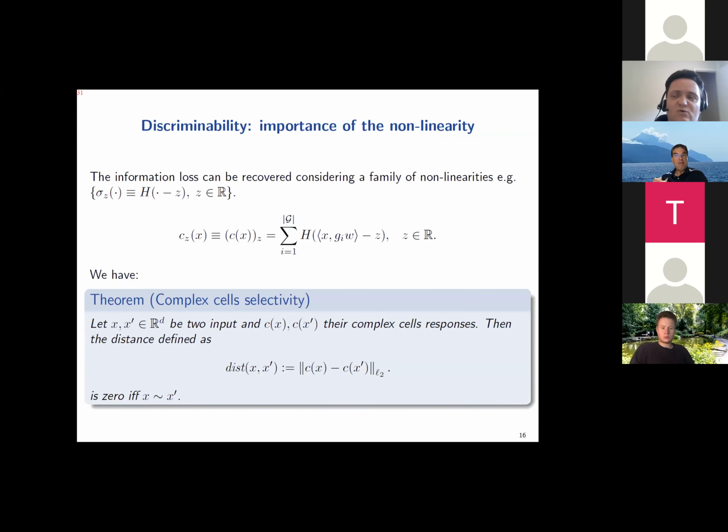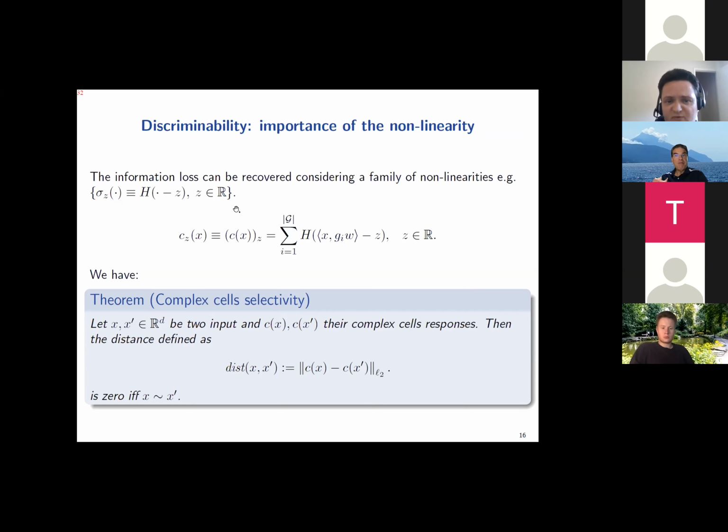Of course, when you do group averaging, maybe with only one set of neurons, you lose information. It turns out, and I think this is related to something that has already been said in previous talks, that we can somehow recover this loss of information by considering, instead of a single nonlinearity, a bunch of nonlinearities, which in this case, just to show you some results, I consider to be a Heaviside step function, whose parameter is the threshold.